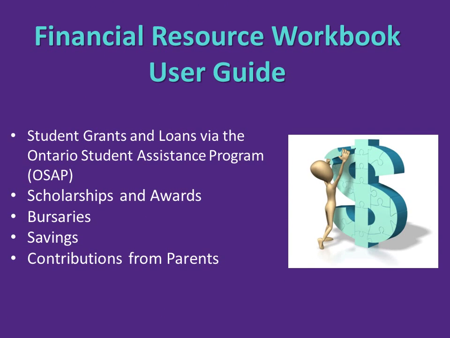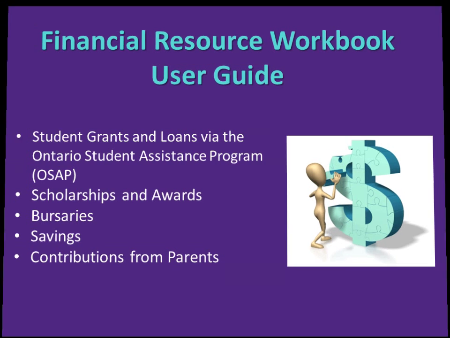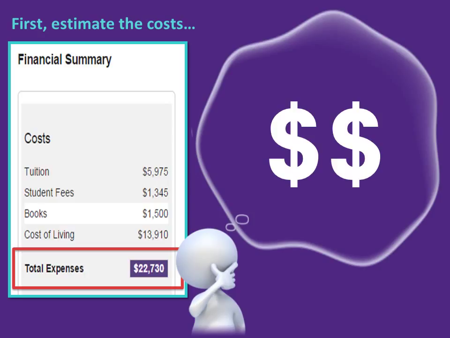Some of the financial resources that will be considered are student grants and loans via the Ontario Student Assistance Program, scholarships and awards, bursaries, savings, and contributions from parents. Let's take a look at the Financial Resource Workbook to understand how it works.